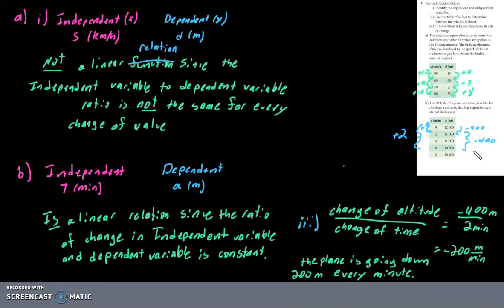And we just wanted to be able to explain that the change of altitude going down our list is going to be -400, and the change in our independent variable is 2. And then we want to just relate that. -400 meters divided by 2 minutes, -200 meters per minute. And that's really how we describe that in English. The plane is going to go down 200 meters every minute. And that's our rate of change.